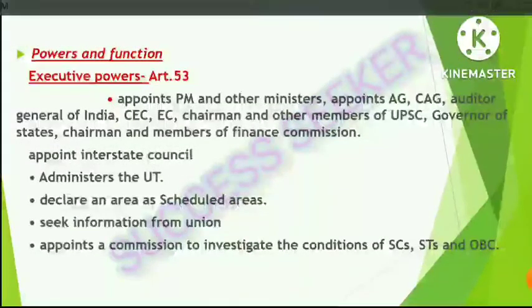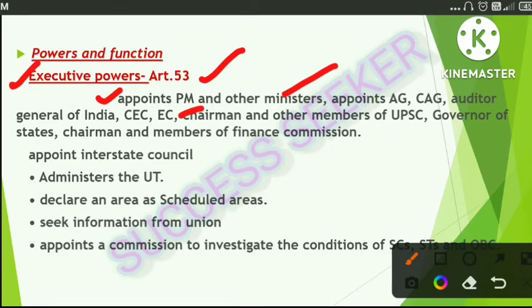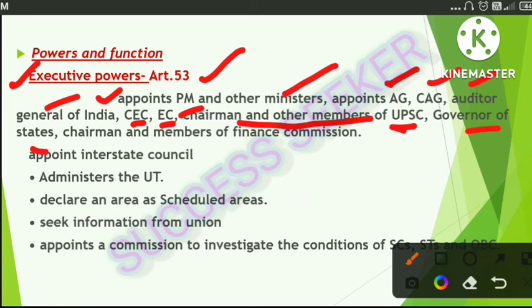powers and functions of the President, which are very vital for India. What is the executive power of the President of India? It is given under Article 53. And what are its executive powers? The President appoints the Prime Minister and other ministers, the Attorney General, the Comptroller and Auditor General, the Chief Election Commissioner, the Chairman and other members of UPSC, the Governors of States, and the Chairman and members of the Finance Commission. These are under his jurisdiction.